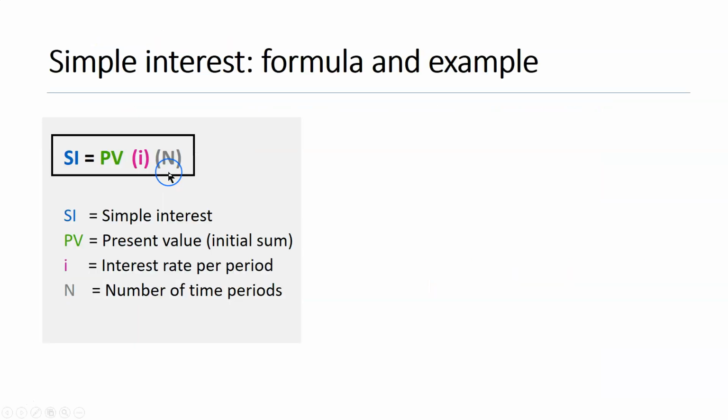Let's have a look at some formulas. Simple interest first. This is the formula which you might need to know. It tells you that the simple interest can be calculated as the present value or initial sum invested times the interest rate for a certain period times the number of periods n.